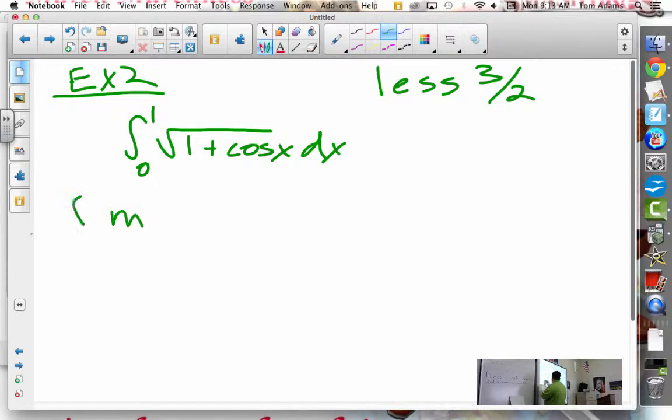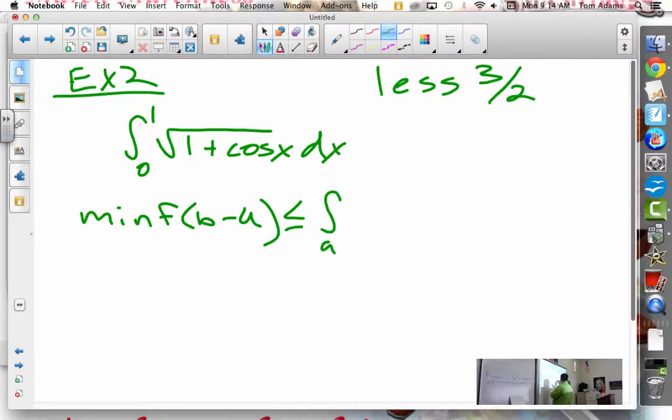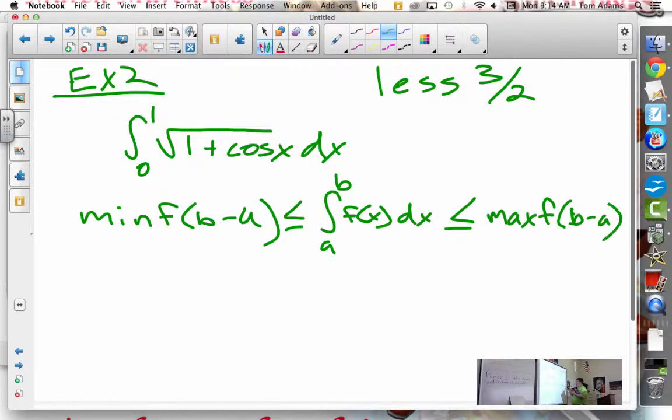a property that says that whatever the minimum, whoops, I wrote the notation wrong. I can find the minimum area under the curve, or the minimum value of f evaluated from b to a, and that should be less than the area under the curve of the function, which should be less than or equal to the maximum value of the function evaluated from a to b or b to a, however you want to look at it. All right? Does that make sense?